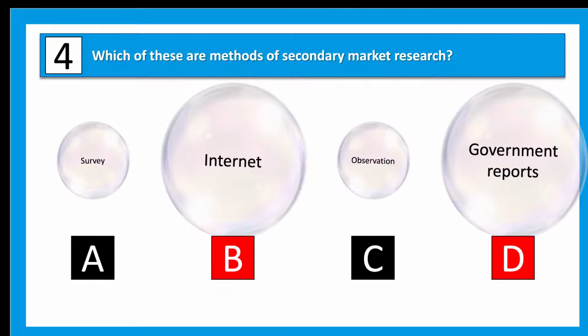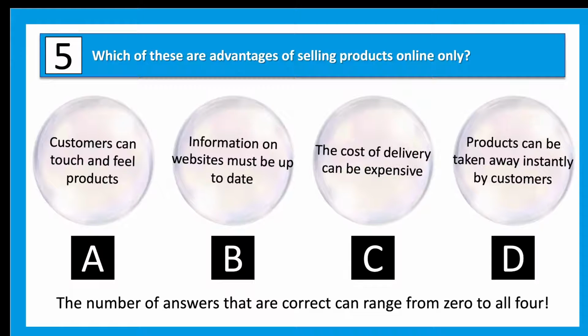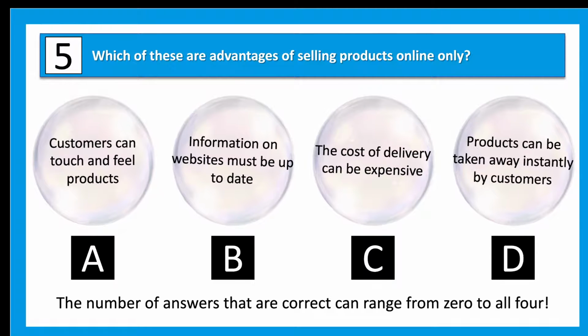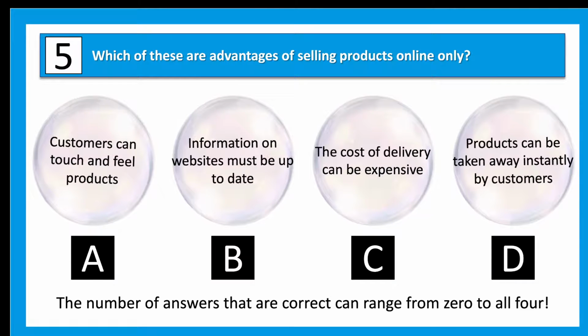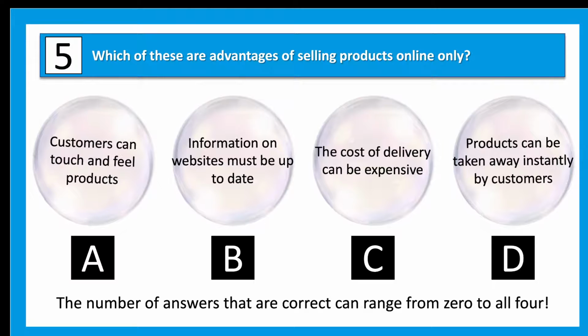Here's our final bubble quiz question then, before I hand you back to Graham. Number 5, which of these are advantages of selling products online only? Note the wording of the question, please. We've got A, customers can touch and feel the products. B, information on websites must be up to date. C, the cost of delivery can be expensive. And D, products can be taken away instantly by customers. Which of those are advantages? 0, 1, 2, 3 or 4. Pop your answers in the chat box, please.